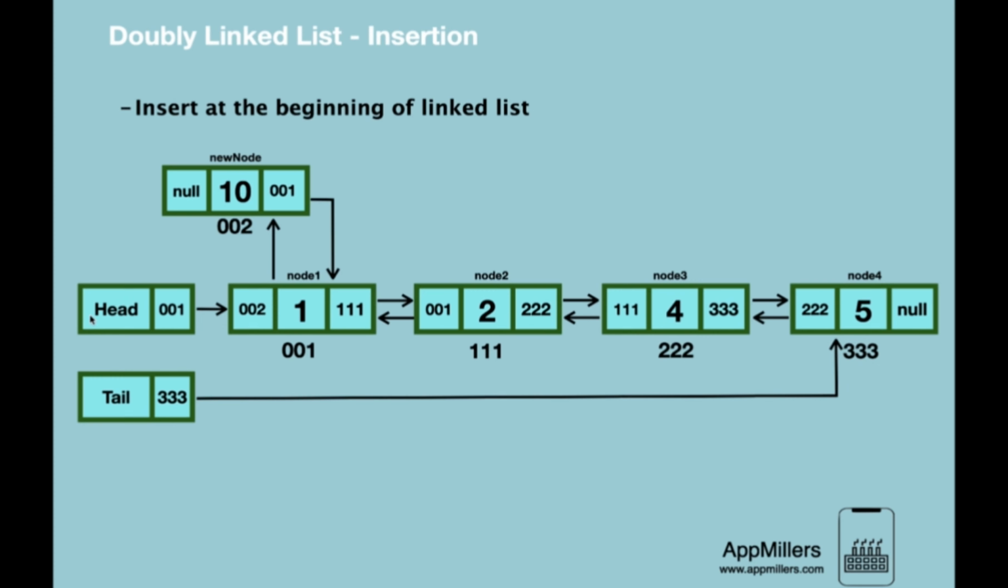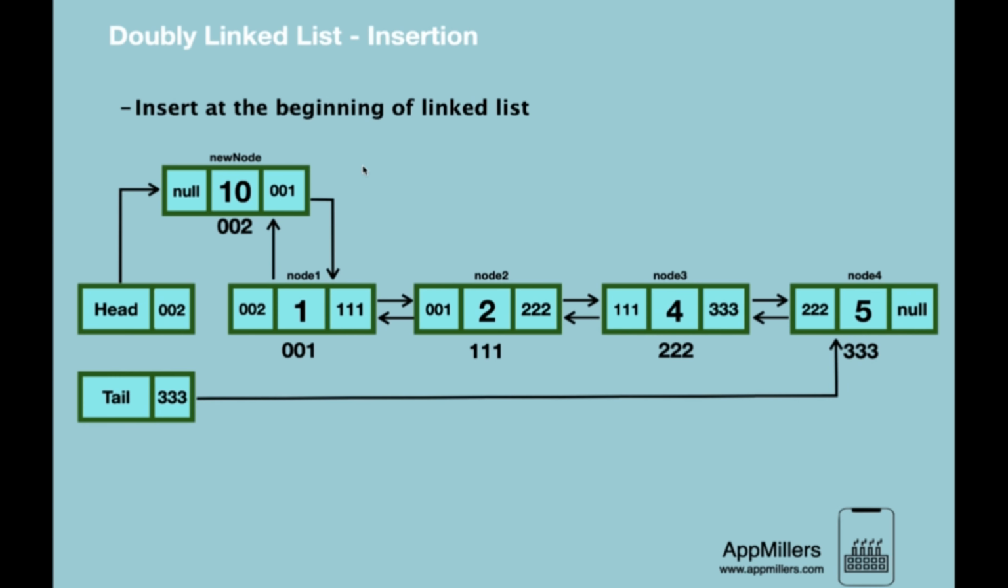Then finally, we need to create a link between head and this new node, because the new node becomes the first node in our double linked list, so the head should point to the new node. By updating the head reference to the physical location of the new node, we are creating a link between head and this new node. After creating this link, the link between head and node 1 will be destroyed. With this, inserting a node at the beginning of the double linked list is complete.